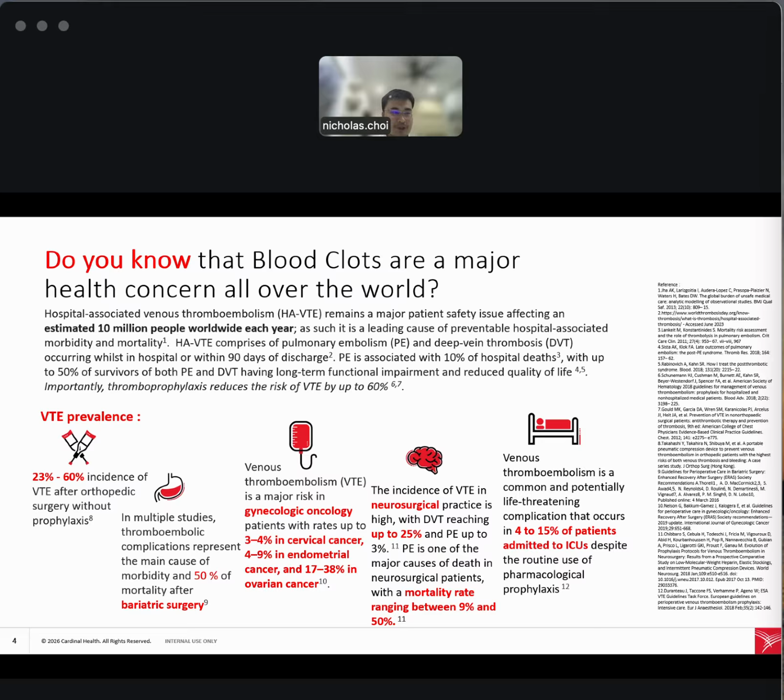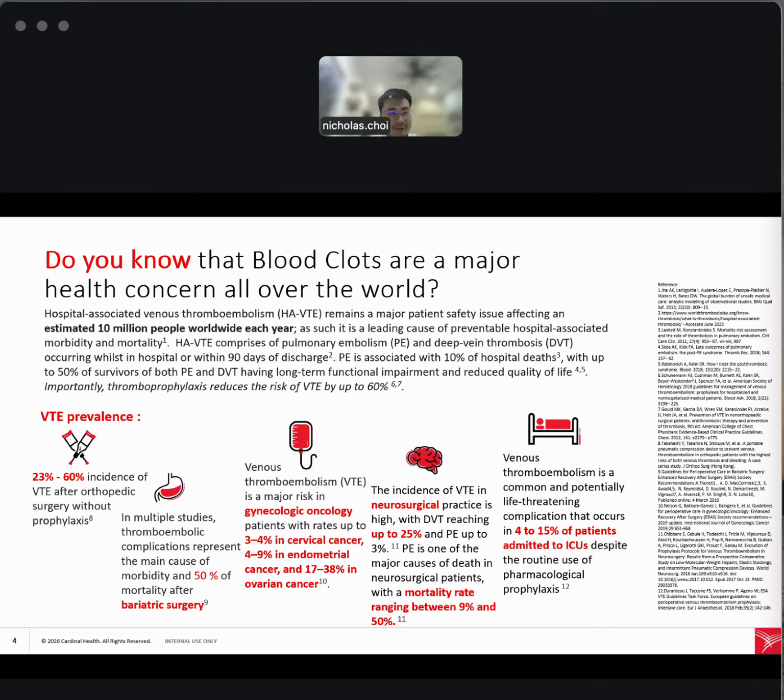So that's the problem. And in a wider context, VTE affects 10 million people globally per year. PE accounts for 10% of all deaths. Up to 50% of survivors, of both PE and DVT, carry long-term functional impairment. And of course, thromboprophylaxis reduces that risk by up to 60%. So what I'm trying to say is that this is a preventable issue.